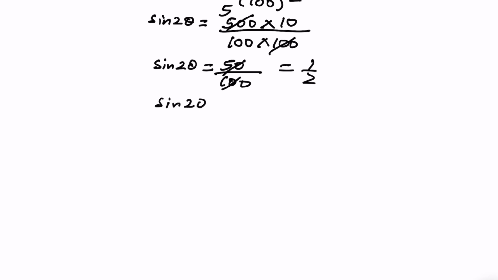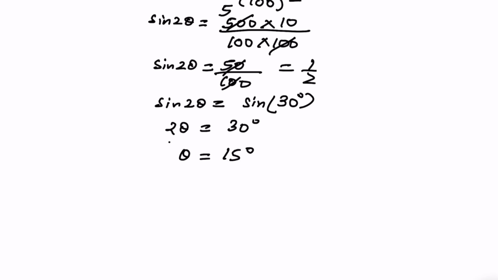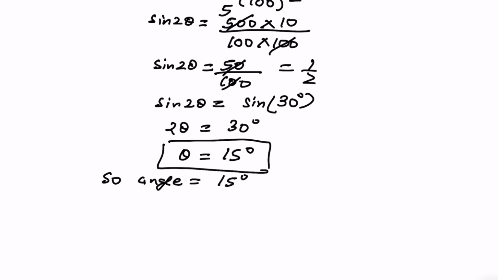So sin 2 theta is half. Now when is the value of sine theta half? The value of sine theta is half for 30 degrees. So I can say that 2 theta is 30. So theta will become equal to 15. So the first angle at which I can throw the ball is 15 degrees. And the other angle will be 90 minus theta, that is 90 minus 15, which is 75. So these are the two angles of projection at which we can throw a body so as to have the same range.